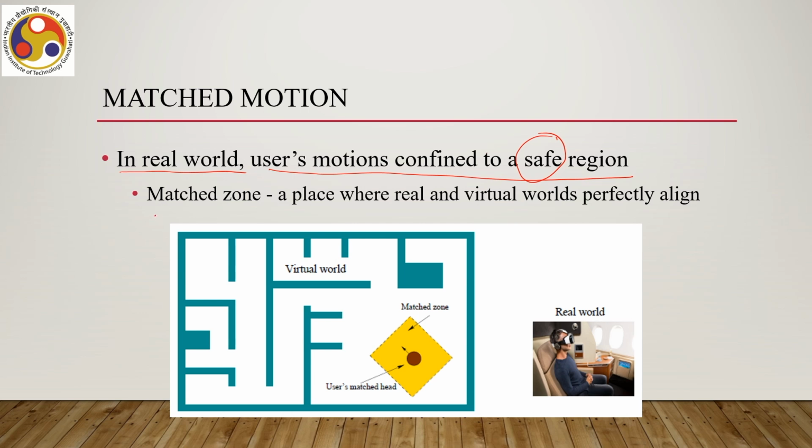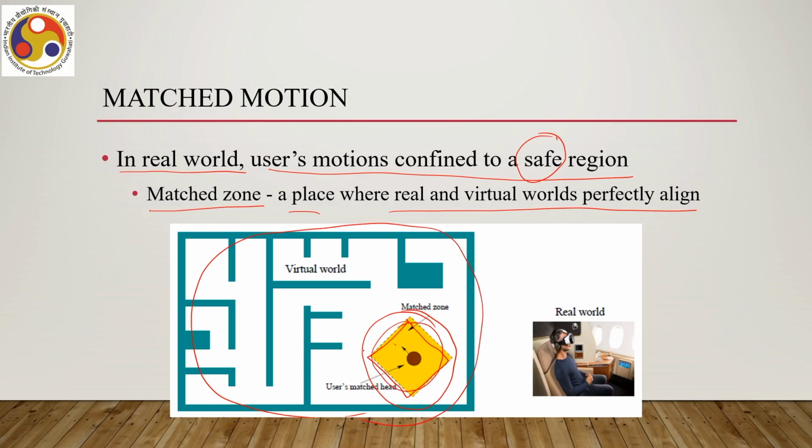So, there is something called a matched zone, that is a place where the real and virtual worlds perfectly align. This is a part of the virtual world, but the user can move within this space in the real world, and this movement is translated to the other parts of the virtual world. So, this region where the user's physical movement is restricted and which is also a part of the virtual world is called a matched zone.